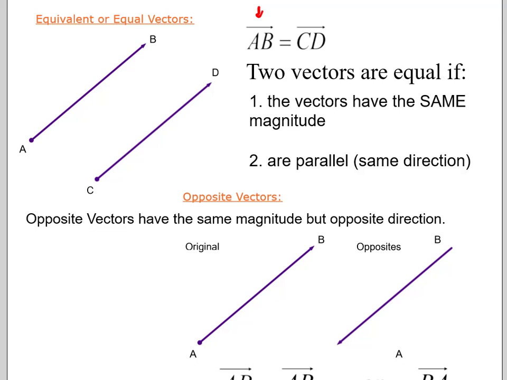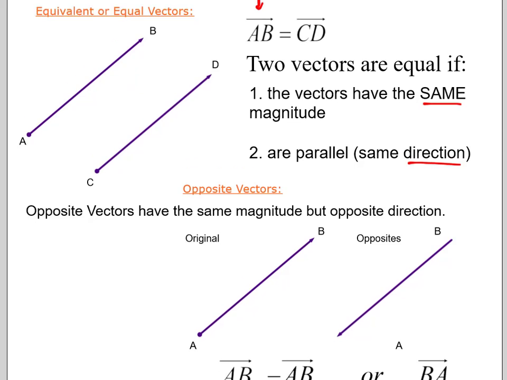And remember, they go from the tail end all the way to the head. Okay, so tip to tail, tail to tip. I got to make sure I say that right. Two vectors are equal if they have the same magnitude and they are parallel or have the same direction. So we can say AB is equal to CD only if they are the exact same length, which they are, and they have the exact same direction. Okay, those are two vectors that are equal.